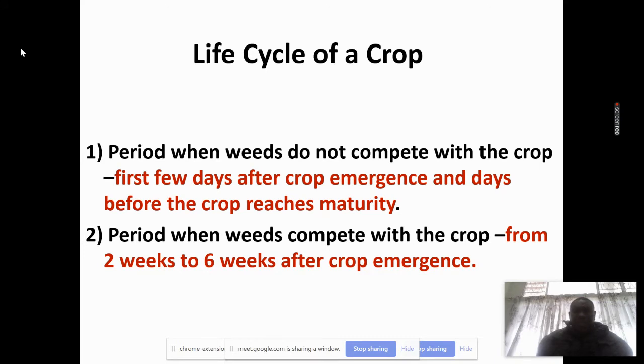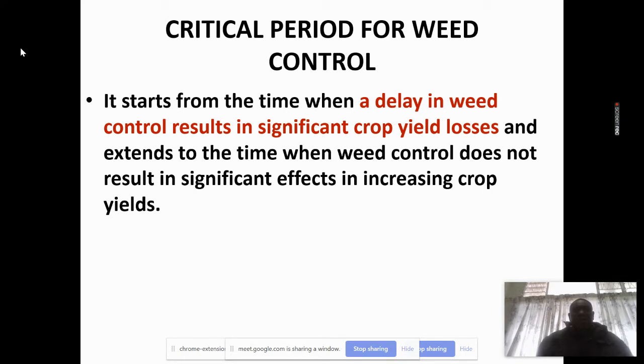Then there is this period when weeds compete with the crop, which may stretch from 2 weeks to 6 weeks after crop emergence. That should be the critical period for weed control. So, the critical period for weed control probably starts from the time when a delay in weed control results in significant crop yield losses and extends to the time when weed control does not result in significant effects in increasing crop yields. So, roughly, this could be the definition for the critical period for weed control.